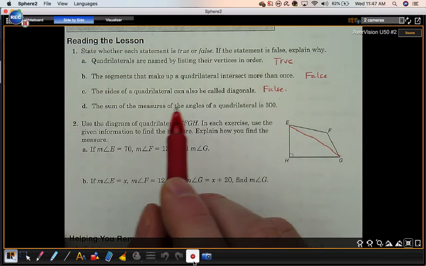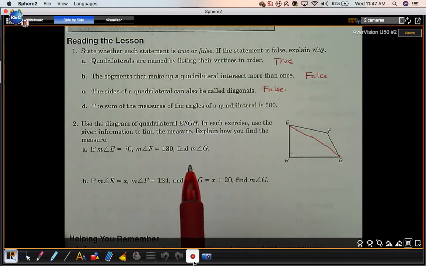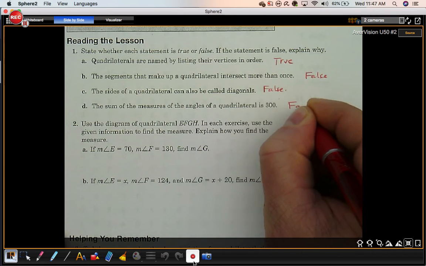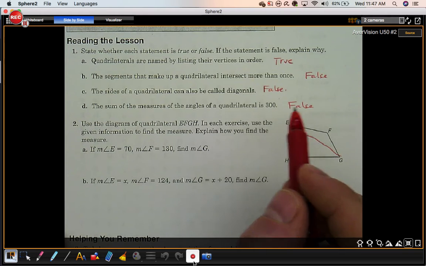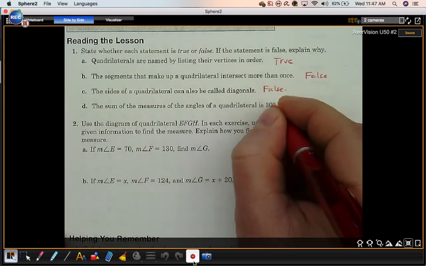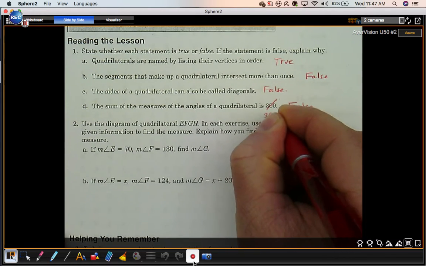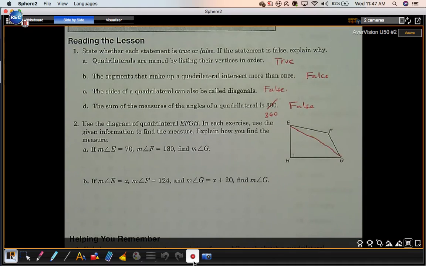Part D. The sum of the measures of the angles of a quadrilateral was 360. I said 360. It's supposed to be 300. That's false. The answer is 360. So hopefully that wasn't too confusing.